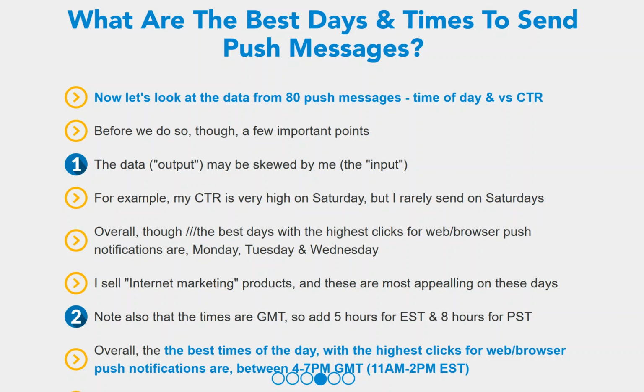Note also that the times I'm about to show you are GMT, Greenwich Mean Time, London Time, so you will need to add 5 hours for Eastern Standard Time and 8 hours for Pacific Standard Time. Overall though, the best times of the day with the highest click-through rates for web browser push notifications are between 4 and 7 p.m. GMT, i.e. 11 a.m. to 2 p.m. Eastern Time.